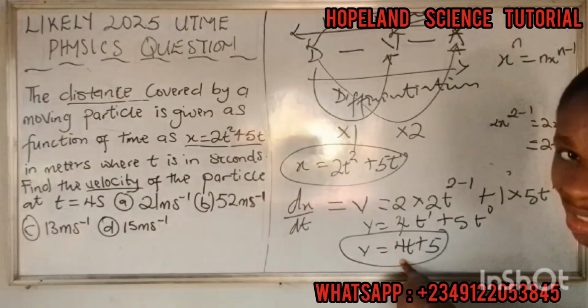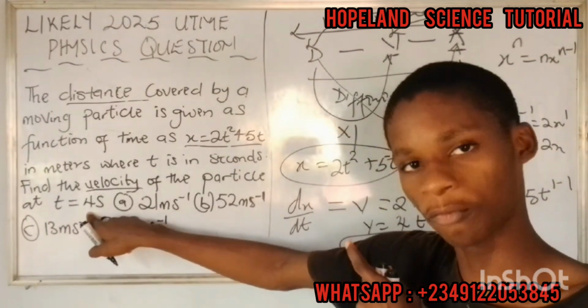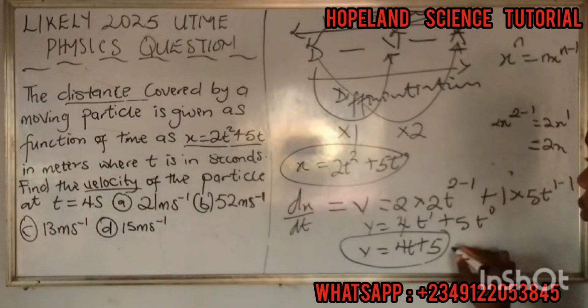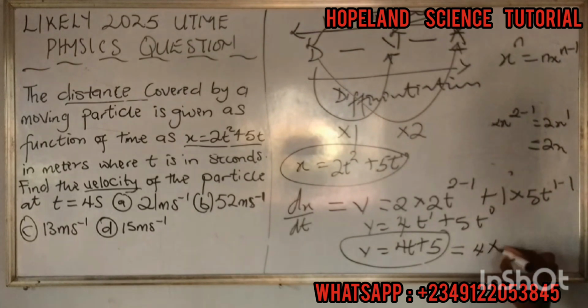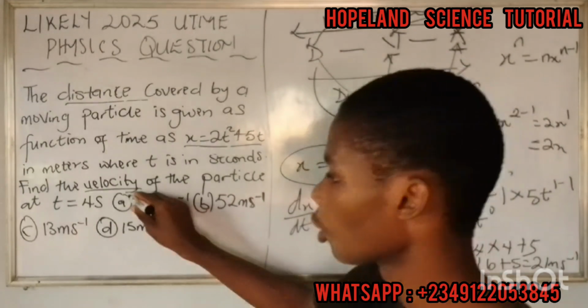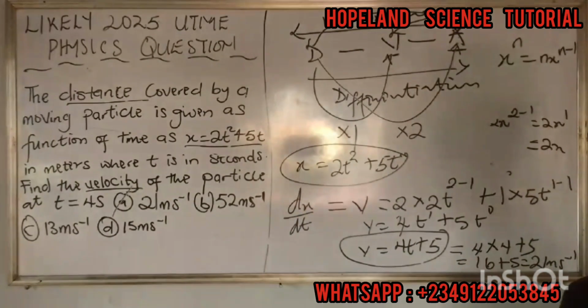At this point, we can substitute the value of time, which is 4 seconds, in place of t. When we do that, we have 4 times 4 plus 5. 4 times 4 is 16, plus 5, which is 21 meters per second. Of course, that gives us Option A, the correct answer.